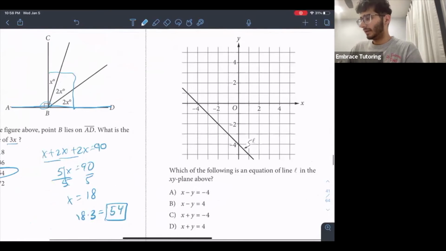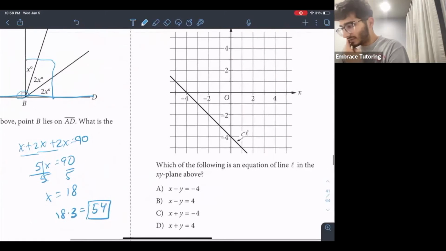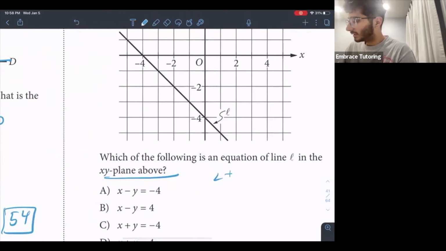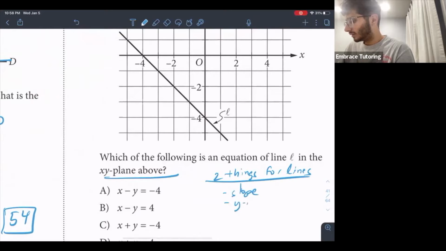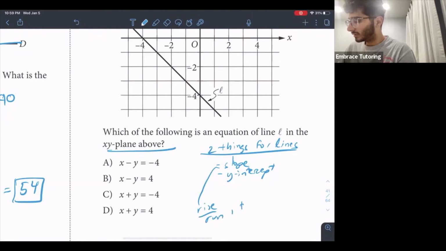Question 9, another algebra 1 problem. This is lines related. Which of the following is an equation of line L in the xy plane above? So you need two things for lines: slope and y-intercept. You can find the slope by doing rise over run, or you can use 2 points.